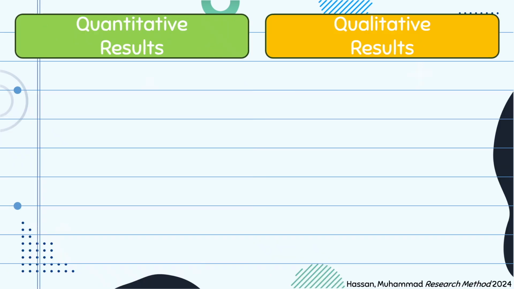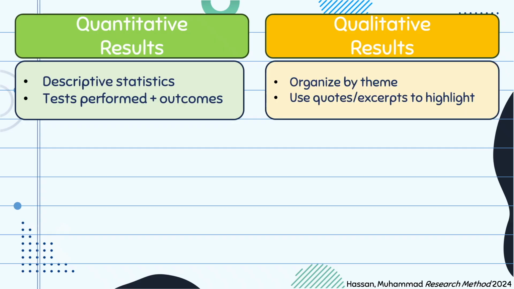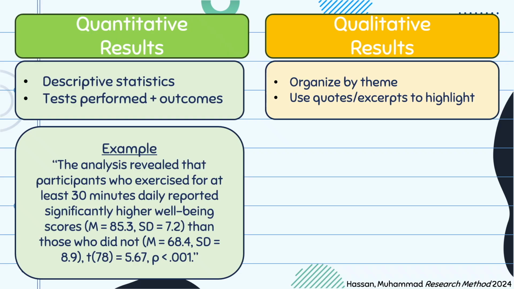So let's look at what this might look like for quantitative and qualitative results. For quantitative results, you might present things like descriptive statistics, tests performed, and outcomes. For qualitative results, you might organize them by theme and use quotes or excerpts to highlight your results. An example of a quantitative excerpt might be: the analysis revealed participants who exercised for at least 30 minutes daily reported significantly higher well-being scores than those who did not. They represent their mean and their standard deviation, and then their N as well as their p-value and what their p-value indicates.